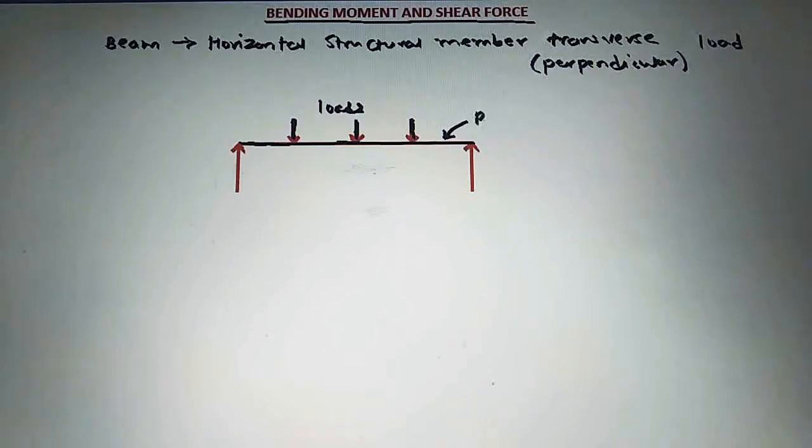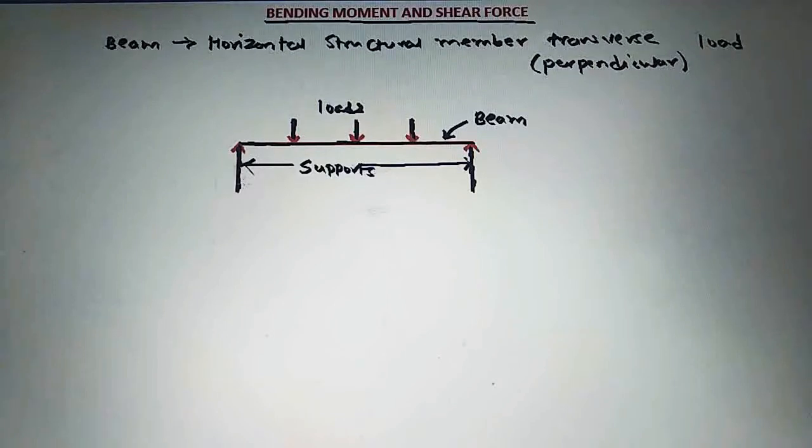So this horizontal structural member is called beam here, and these are the two supports of this beam here. This is the support on the left end, and this is the support on the right end. Next concept is span.